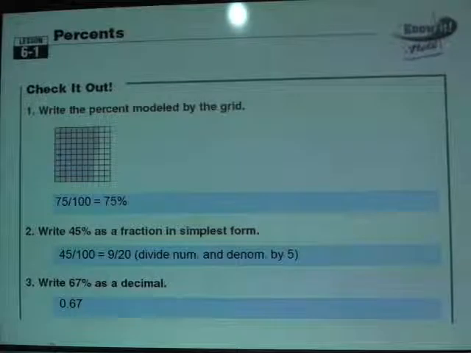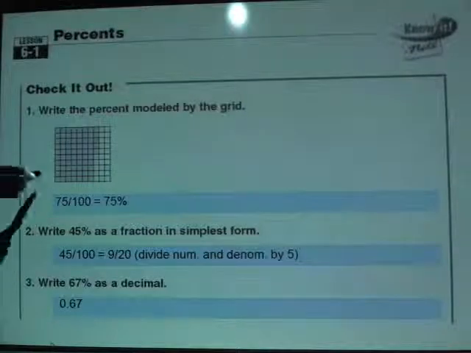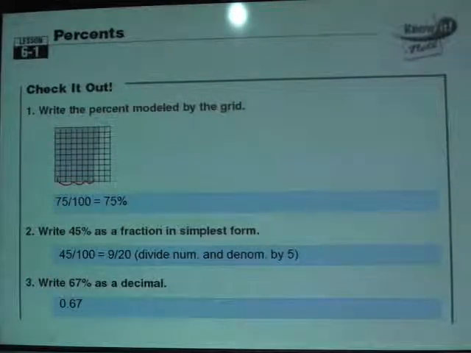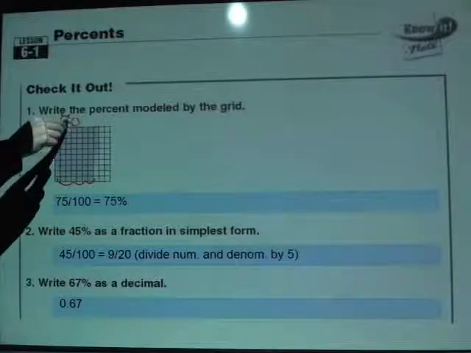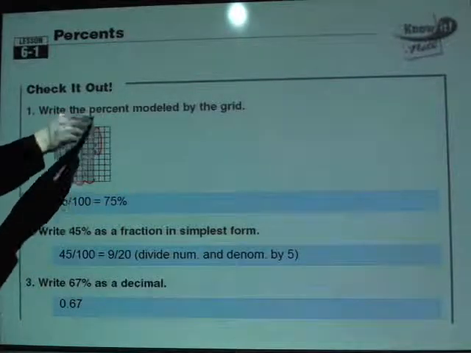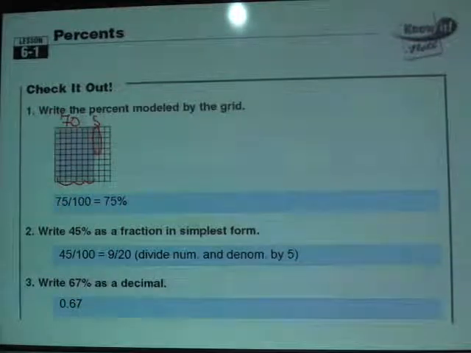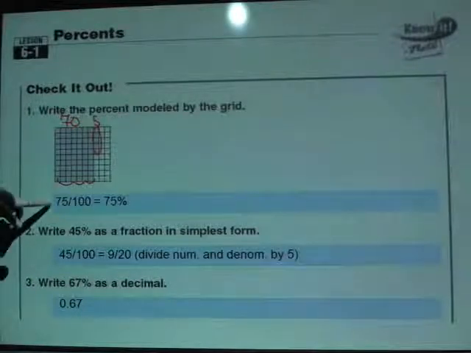Okay, so let's go ahead and take a look at the check it out problem so we can conclude this presentation. In number 1, we're going to write the percent modeled by the grid. And again, the grid has 100 grid squares. Why? Because percent literally means per 100. It's a comparison to 100. So it only makes sense that there's 100 grid boxes here. So how many are shaded? Well, you have 7 full rows here. Remember, each row has 10 in it, so that's 70. And then this partially shaded row there has 5. So that's a total of 75. And we're comparing it to the total number of grid boxes, which is 100. So that's 75 over 100.